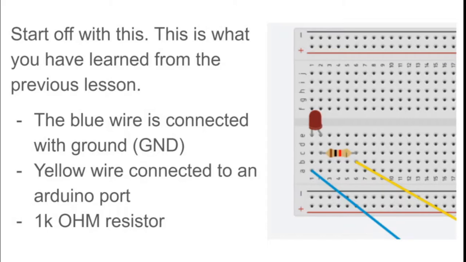We can start off with this. This is what we learned from the previous lesson. The blue wire is connected to ground, and the yellow wire is connected to a port on the Arduino. Sending power to the port connected with the yellow wire turns on the LED, and thanks to the 1K resistor, the circuit doesn't burn. Pause the video and take a couple of minutes rebuilding this set.